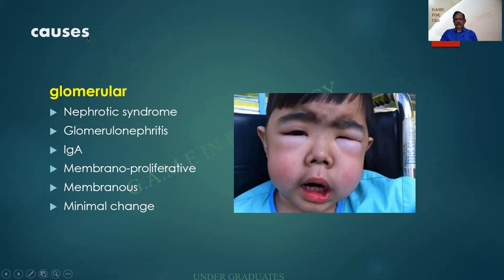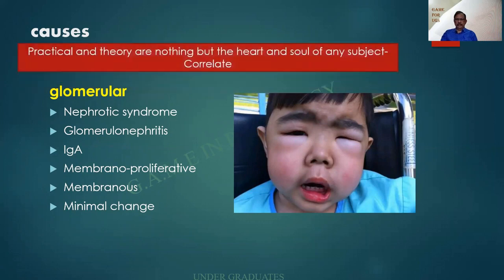So, various glomerular causes for proteinuria can be nephrotic syndrome, glomerulonephritis, IgA nephropathy. All these come under nephrotic syndrome itself. And look at this child, there is a puffiness of the face and a swelling around the eyelids. You find that hands and feet also show edema, generalized edema called anasarca. And please do not separate practicals and theory, because one can help the other, correlate and get more marks. They are the heart and soul of each other.